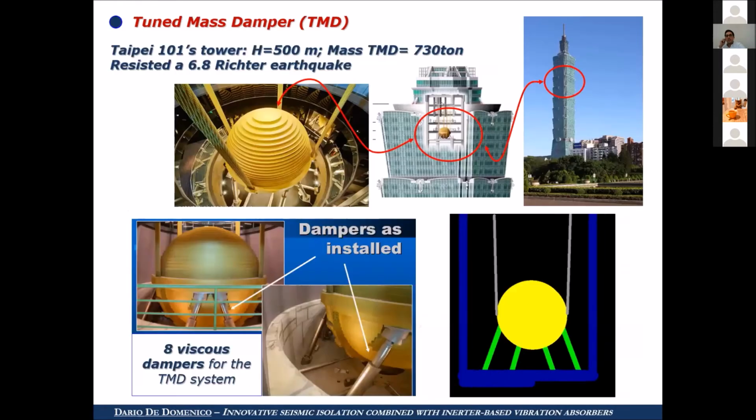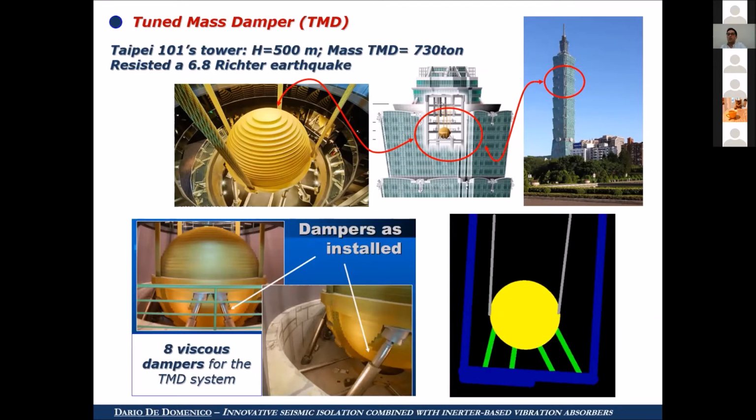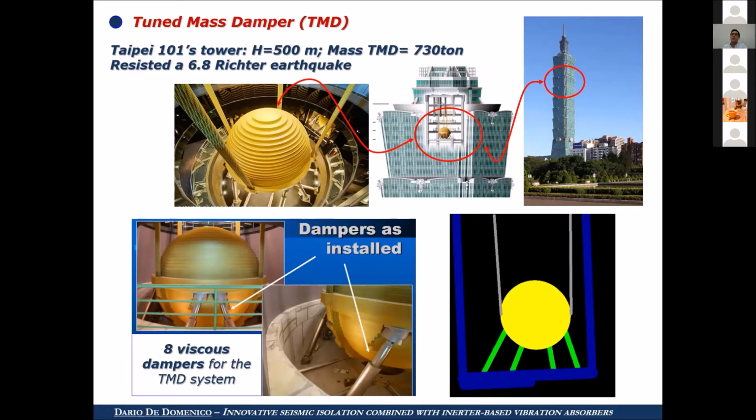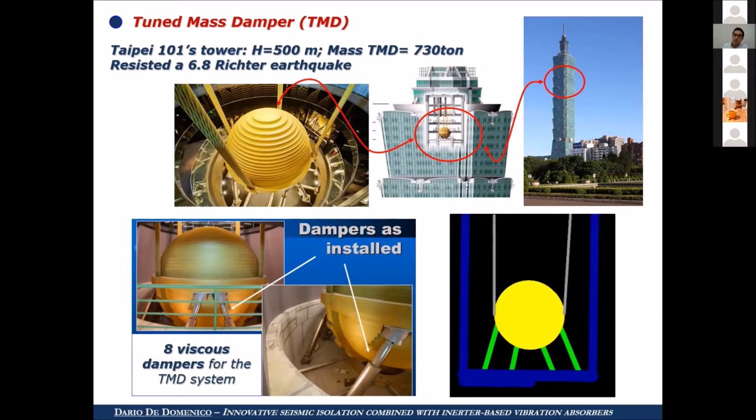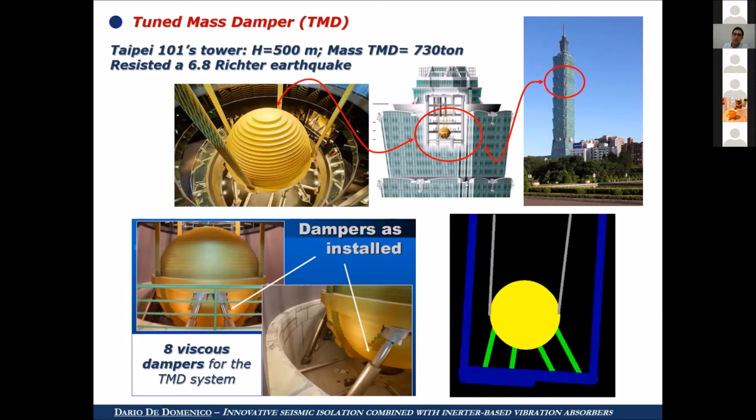Another kind of combined isolation system is based on the combination with the tuned mass damper. This concept is well known. It is based on the transfer of kinetic energy from a primary system to a secondary mass, a secondary system.